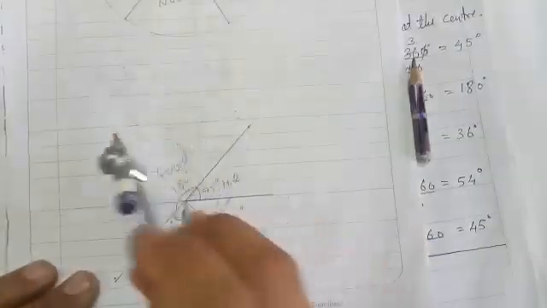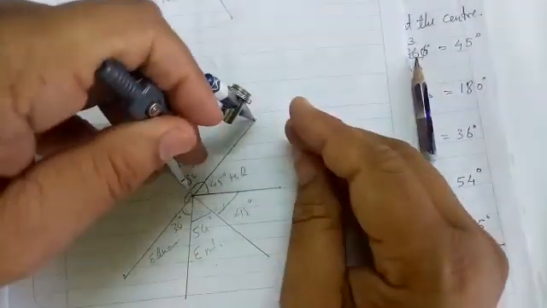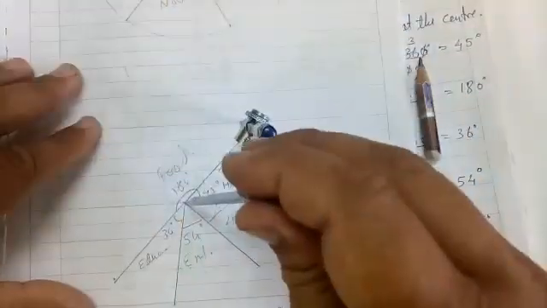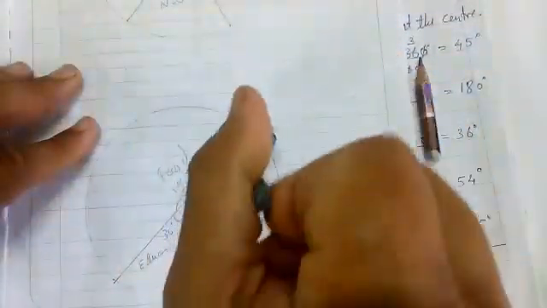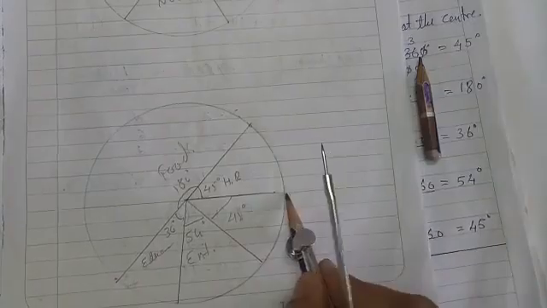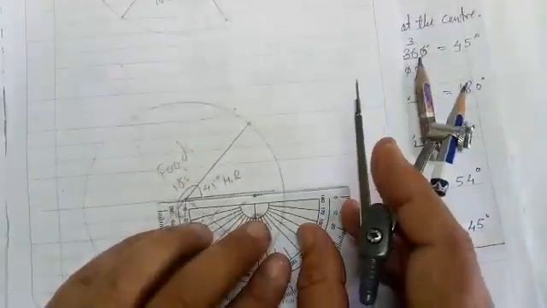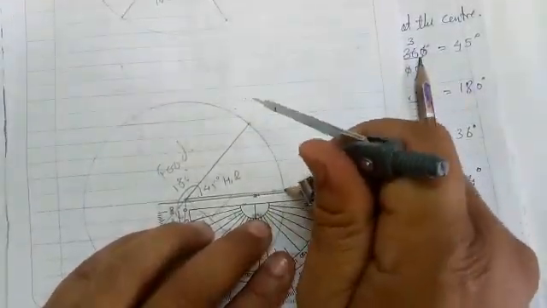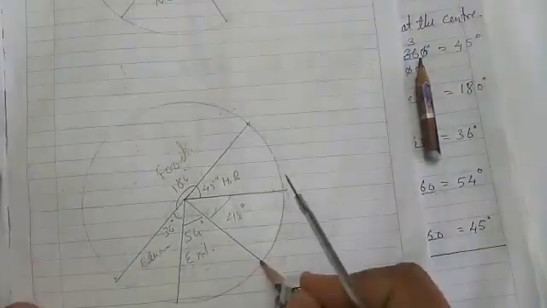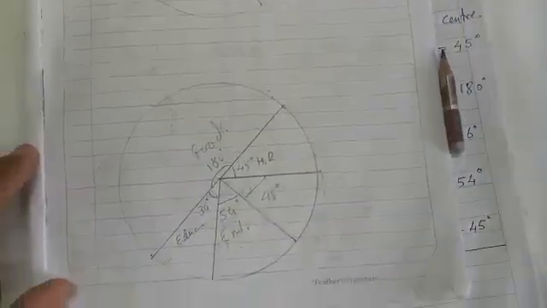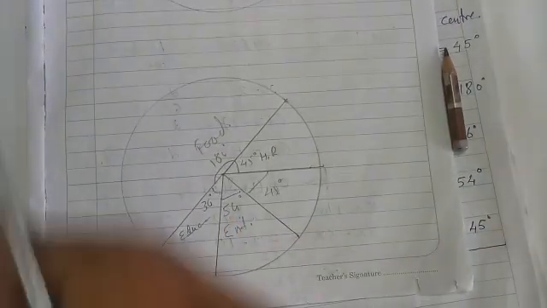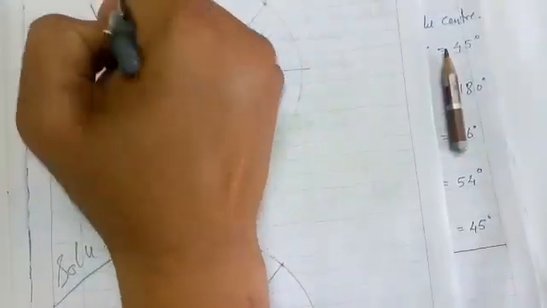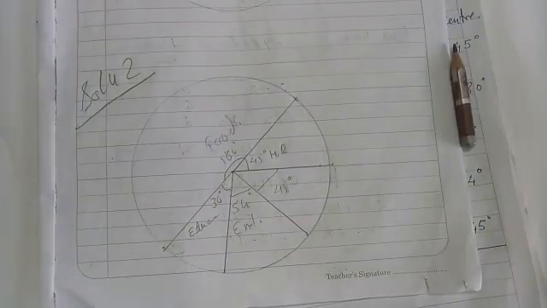Now you take your rounder, put it at the center, take any radius and draw a circle. If any radius is small, you extend that line and touch it to the circumference. This is the pie chart of solution number 2. Is it clear how to draw the pie chart?